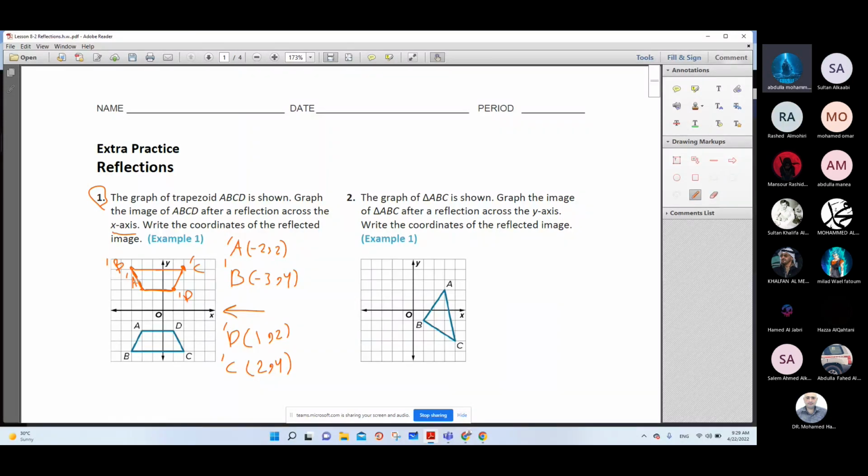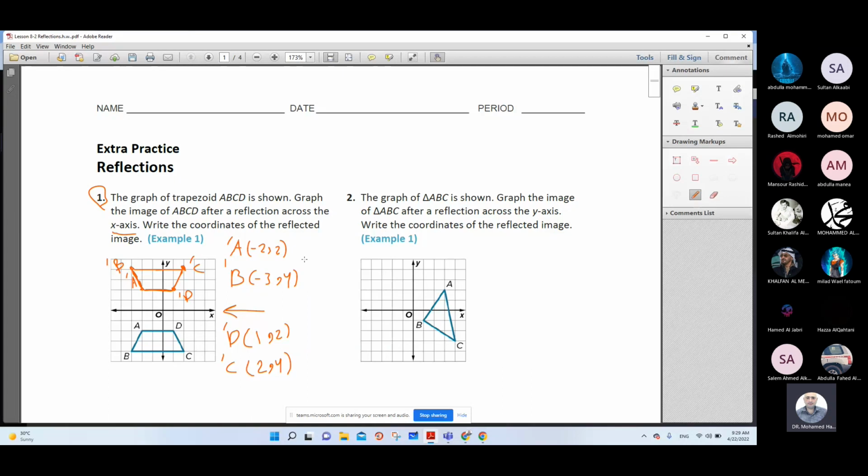Can I read, Mr.? Okay, Abdullah. The graph of angle ABC is shown. Graph the image of angle ABC after the reflection across the y-axis. Write the coordinates of the reflected image. Thank you, Abdullah.